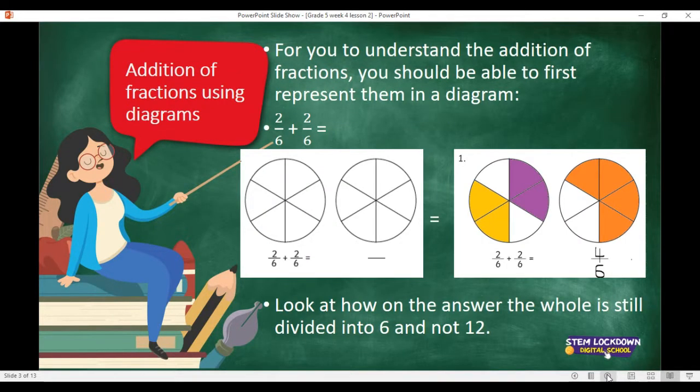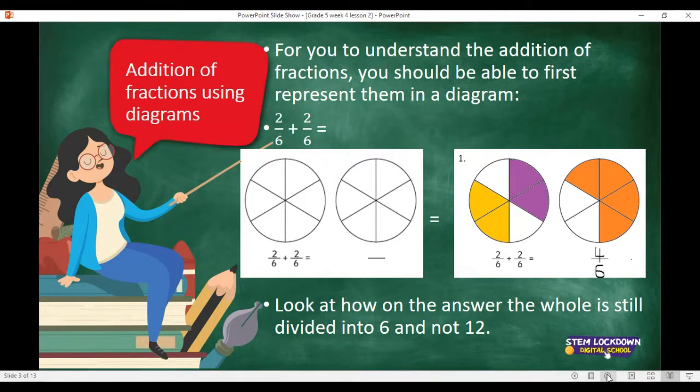So now, addition of fractions using diagrams. For you to understand the addition of fractions, you should first be able to represent them in a diagram. I love giving examples where, if it's a circle, I say it's a cake, because yesterday people told me they love toffee cakes and some of you love caramel cakes. That's why I always give practical examples so that you can relate, because maths has to make sense. I cannot just talk abstractly and say 2/6 without giving you a practical example.